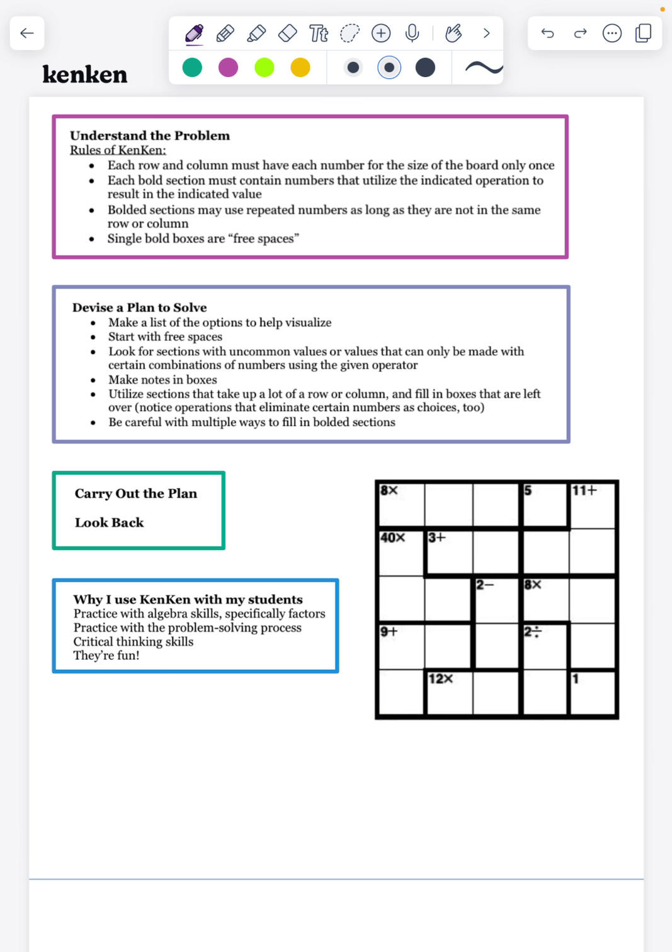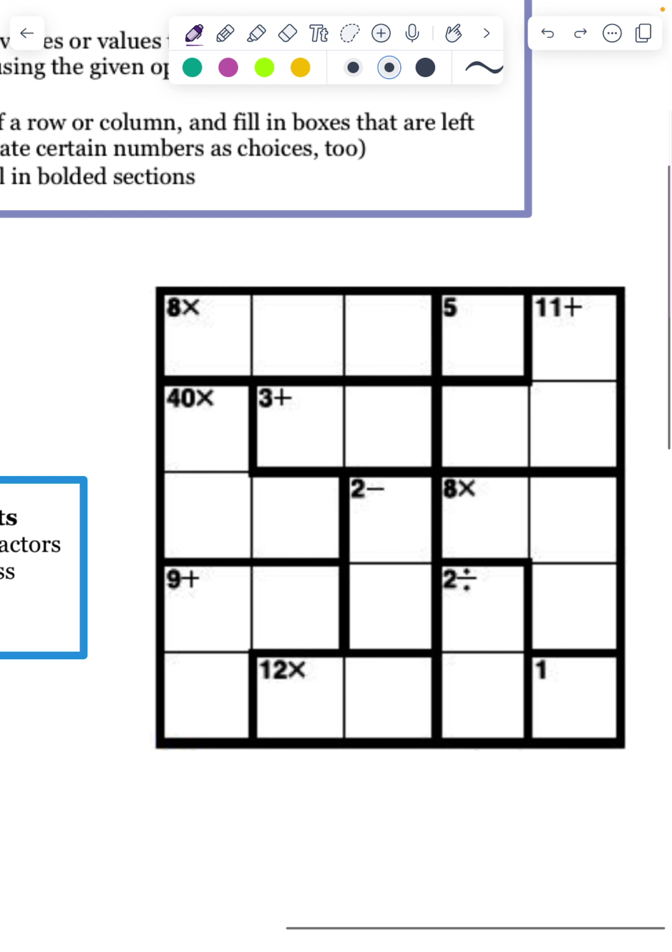So in similarity to Sudoku, each row and each column need to have each number one time, but Sudoku are always 9 by 9, whereas KenKen puzzles could be any size. They're always square. They could be 4 by 4, 5 by 5, 6 by 6, etc. And I've seen them be up to 9 by 9, but they could maybe even be bigger. But whatever size square they are, that is what digits you would use up to.